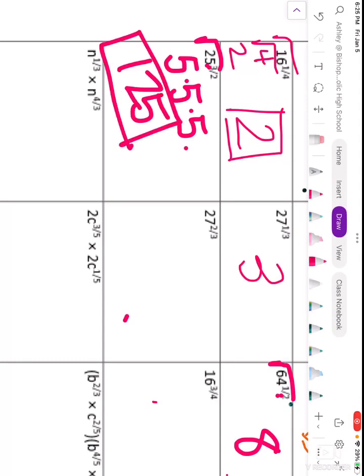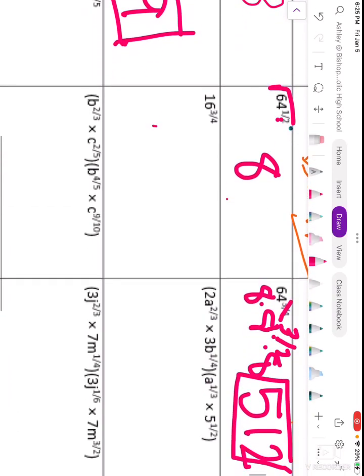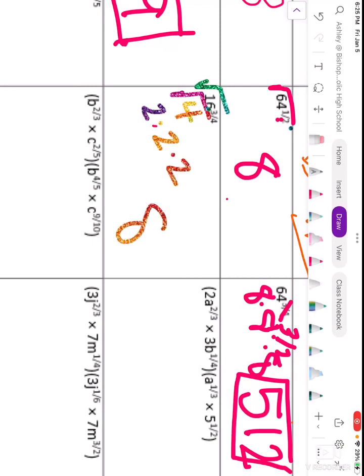27 to the 2/3, we found out up here 27 to the 1/3 is 3. So now we just have 2 of them instead. So 3 times 3, which is 9. 16 to the 3/4, if we found 16 to the 1/4, we'd square root and square root again, which gives us 2. But we have 3 of them, not just 1. So 2 times 2 times 2, which is 8.